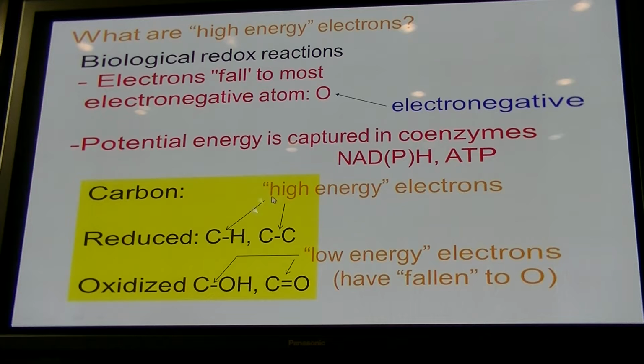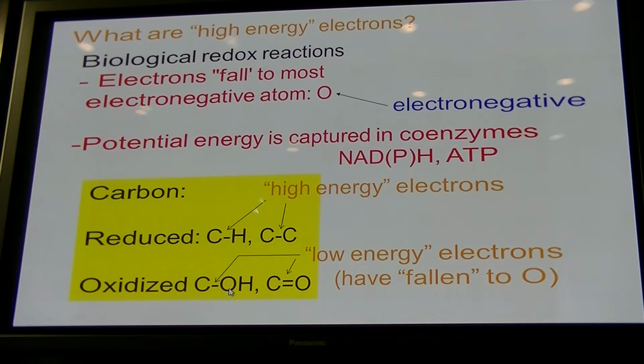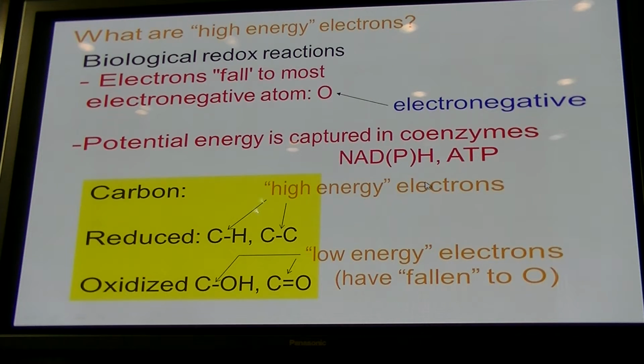So if we look from the perspective of carbon, we can say that if we have a carbon-hydrogen or carbon-carbon bond, then the electron pairs there, those are high-energy electrons. But if we're looking at molecules with oxygen in there, carbon-oxygen bonds are low-energy bonds. That's the idea. So as we go from this high-energy to low-energy situation, the trick is that cells can capture the potential energy in the coenzymes here. It's the big trick.